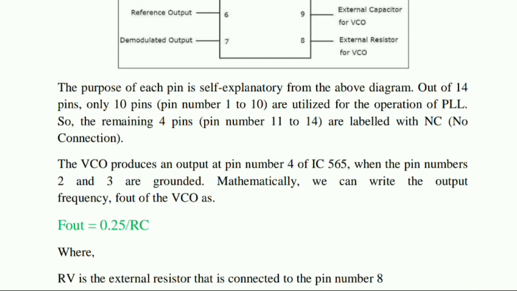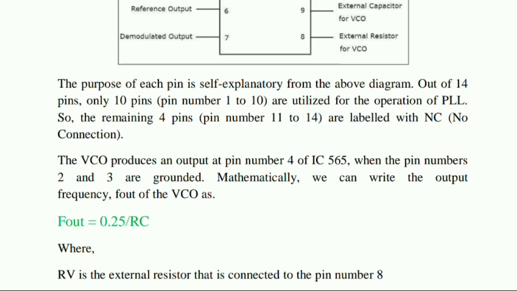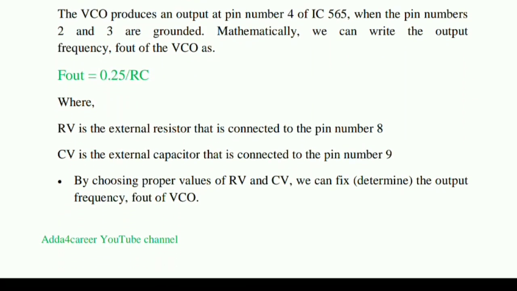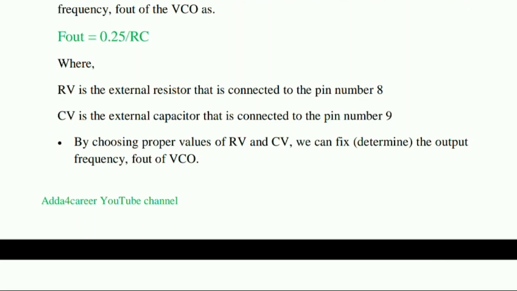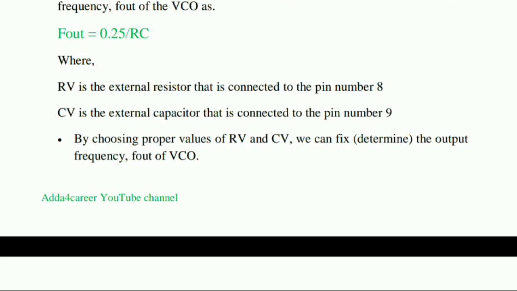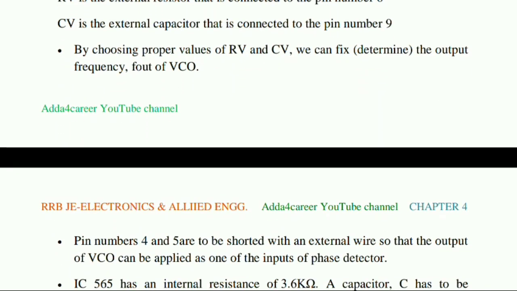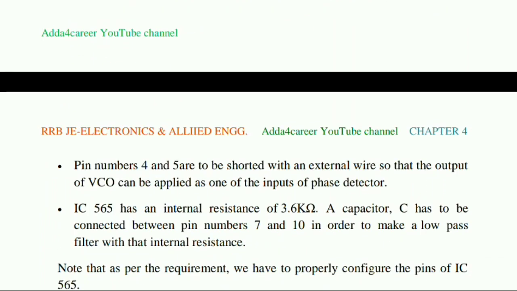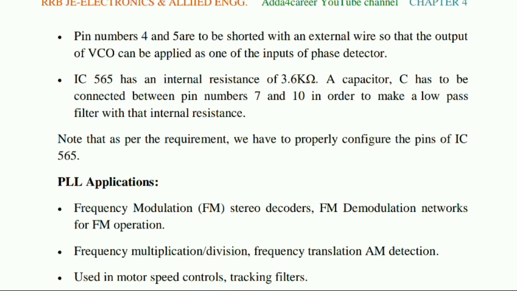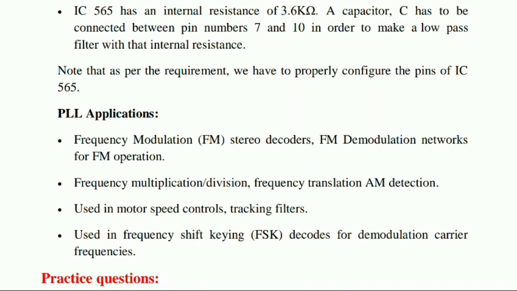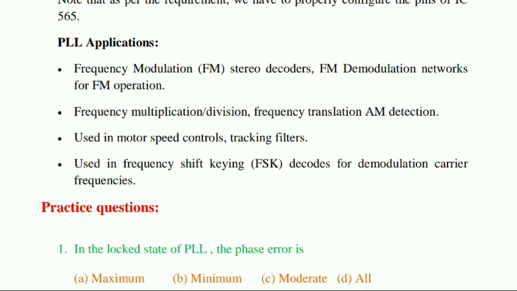The output frequency is equal to 0.25 by RC. RV is the external resistor connected to pin number 8, and CV is connected to pin number 9. By choosing proper values of R and C, we can fix the output frequency. So this is about the PLL, and now we come to the applications of the PLL.